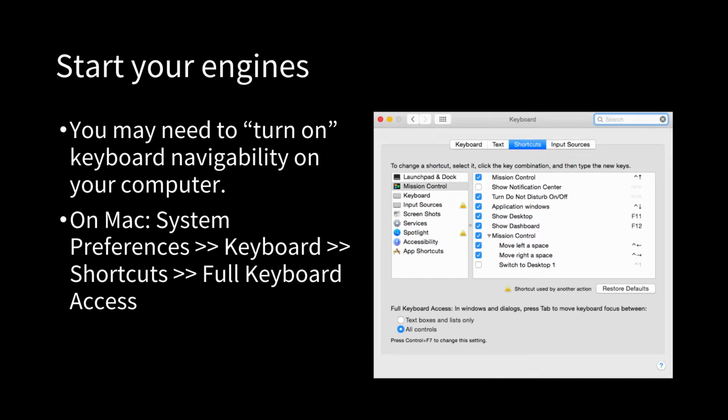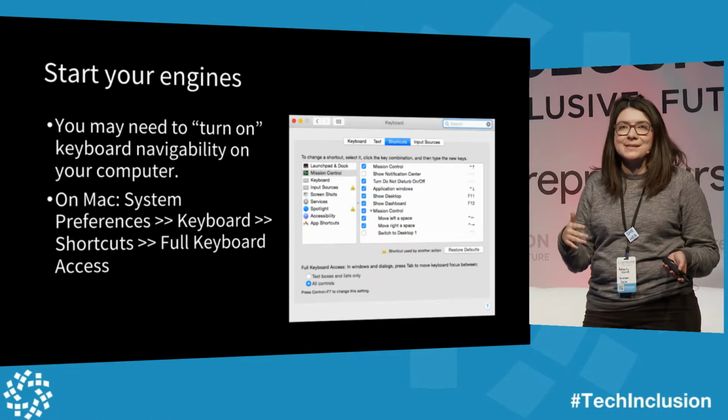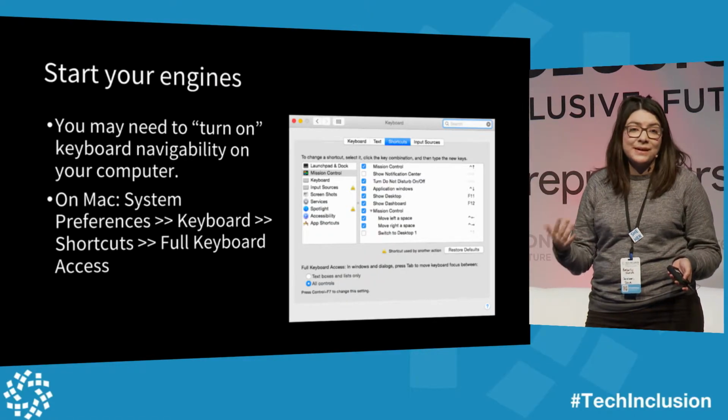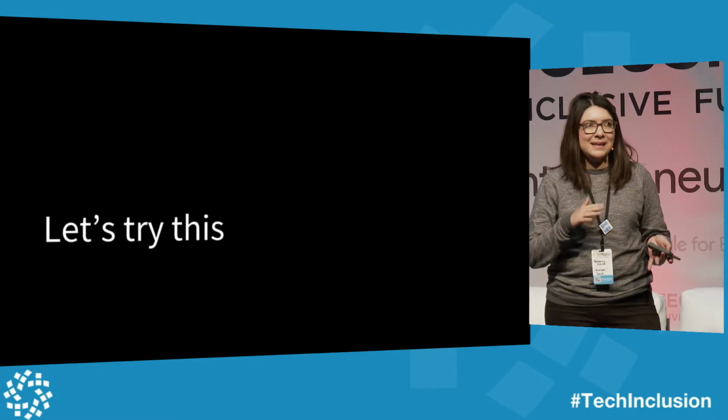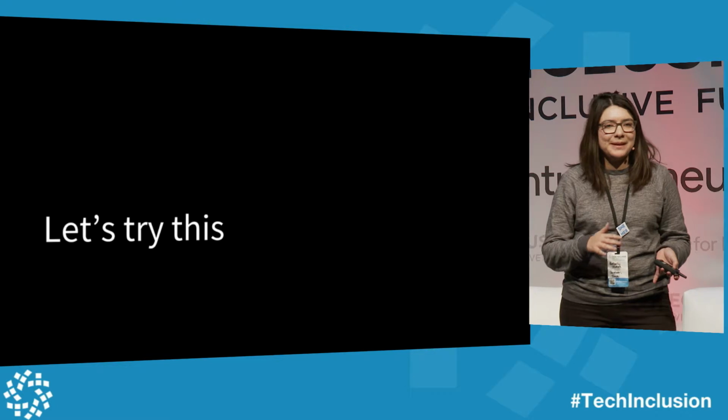This is something that if you're using an assistive device, you don't have to do, so don't worry about it for your constituents. But what you should do is go on System Preferences, go to Keyboard, Shortcuts, and then turn on full keyboard access. The path for Windows is also very similar. So this is what testing a website for keyboard navigability will look like.